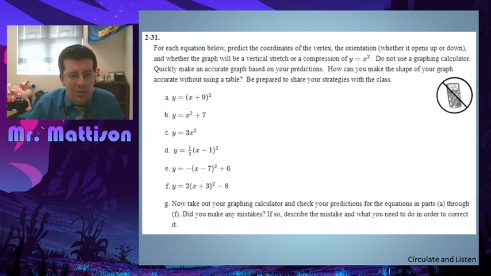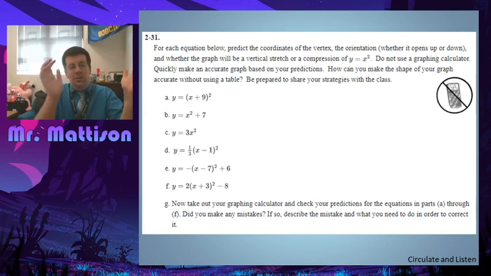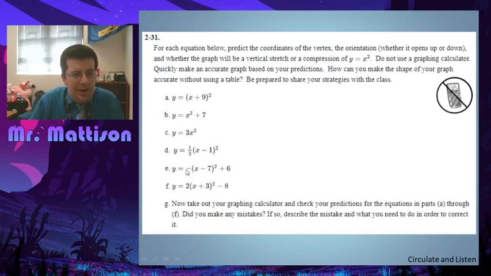And then that -1 on the X is going to move the entire graph to the right 1. On E, we have a negative, so that negative is going to cause us to be flipping and opening downward now. That -7 is going to move us to the right 7, and that +6 is going to move us up 6. Then on F here, the 2 is going to make it twice as tall, so it's going to appear to be more narrow. The +3 will actually move us to the left here because it's really a minus and -3. And then the -8 will move us down 8.